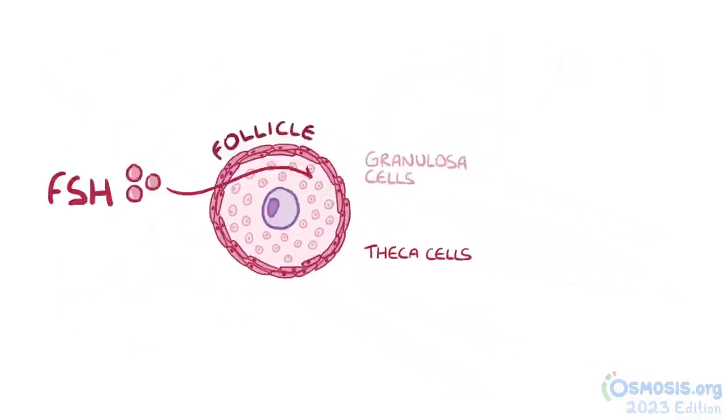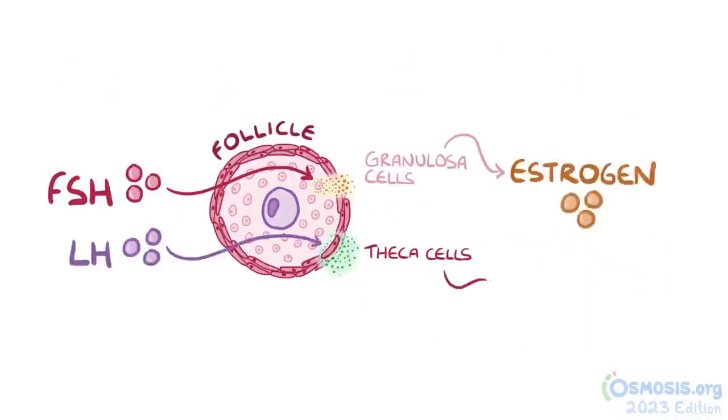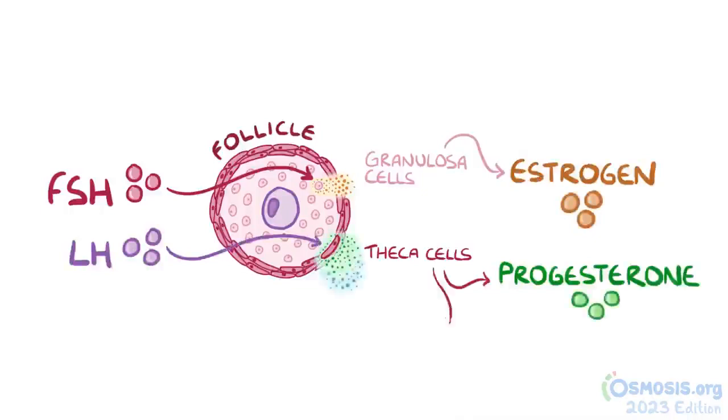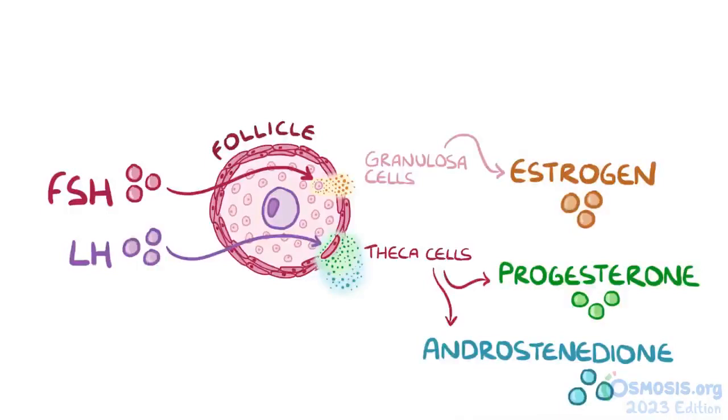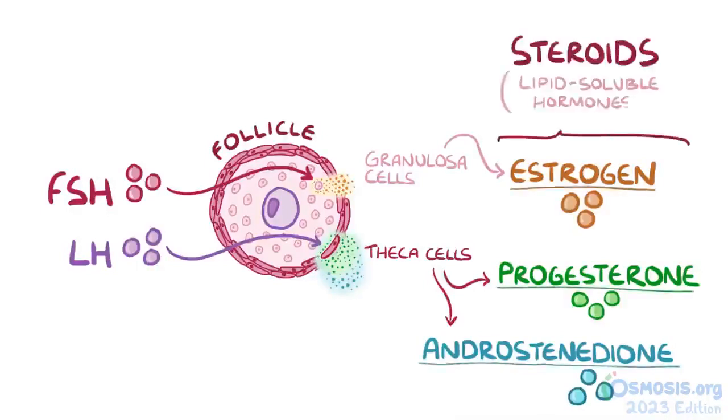FSH acts on the granulosa cells, making the follicles grow and mature as well as secrete estrogen, while LH stimulates the theca cells to secrete progesterone and small amounts of androstenedione, which is a precursor to testosterone. All three of these hormones belong to the class of steroids, or lipid-soluble hormones. At birth, a woman has millions of follicles, each ready and excited to do its job.